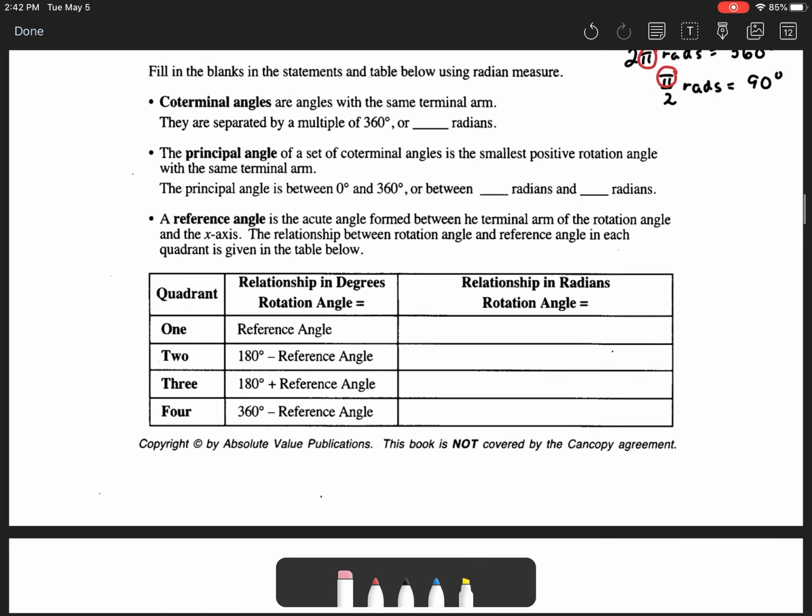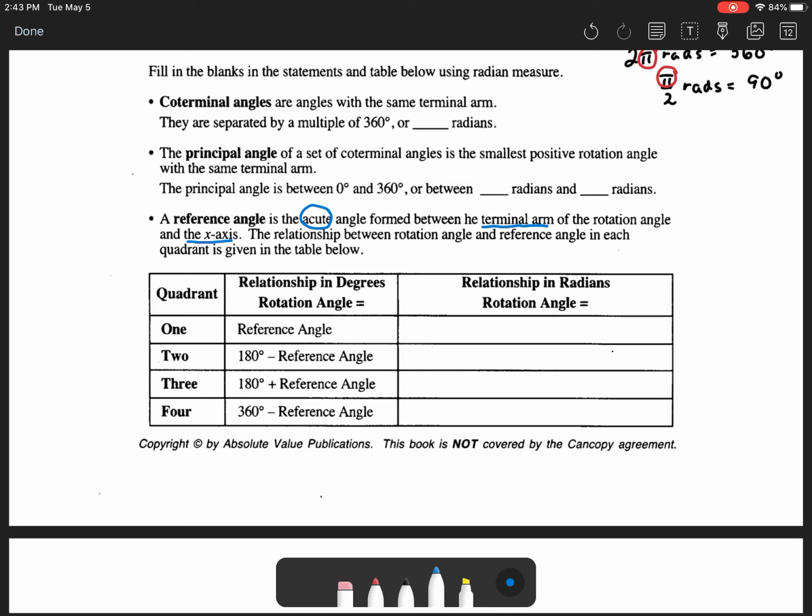The reference angle was the acute angle formed between the terminal arm of the rotation angle and, remember, the x-axis. And again, it was acute. So we're going to take a look at those relationships in the chart below. Yesterday, you remember that in quadrant 1, we liked quadrant 1 because the reference angle and the rotation angle were the same. So again, that's all we write here.